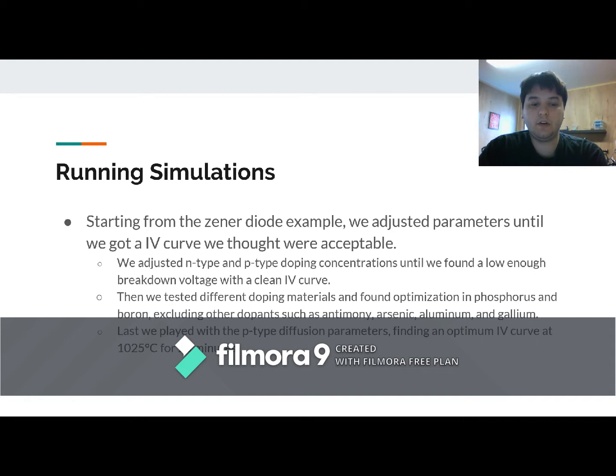Lastly, we played around a little bit with the P-type diffusion parameters to get a nice looking product. Our diffusion adjustment ultimately raised our breakdown voltage by a little bit more than half a volt, but our IV curve looked beautiful. It had a flatter low voltage leakage current and a much smoother transition to breakdown. And it also had a current limit to ensure recovery.